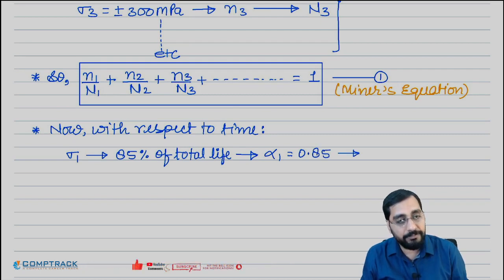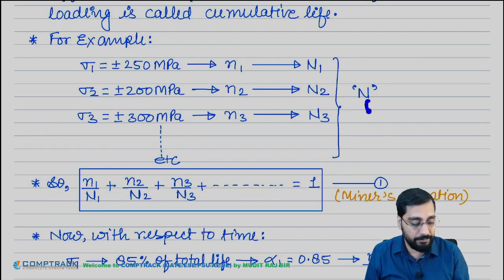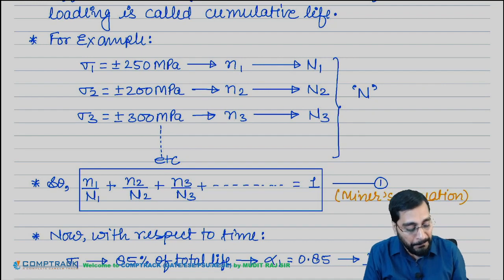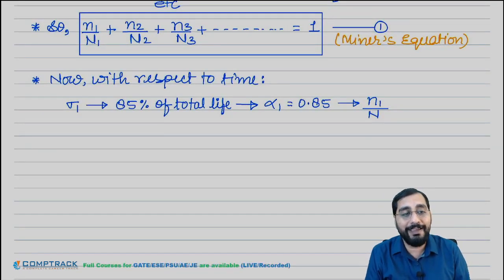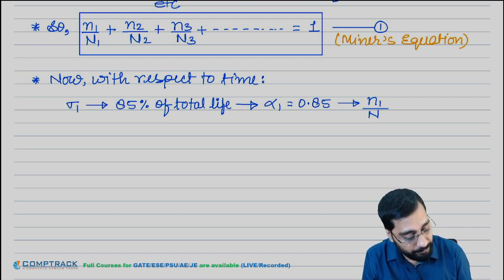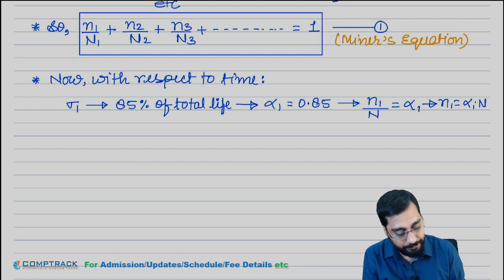And this fraction will be given by small n1 divided by total life. Total life is capital N. Got the point or not? So here small n1 by N will become your alpha 1. So small n1 you can write equal to alpha 1 into capital N.